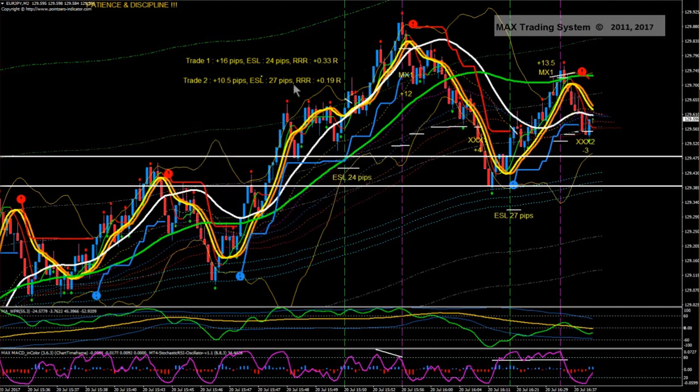But this is enough. You see, when you add now the 2 reward to risk ratio, 0.19 plus 0.33, 0.52. You have made more than half our profit on 2 trades. And with a 1% risk, which is a small risk, you have made your 0.5% profit. Okay? And with a 2% risk, you have made your 1% profit.